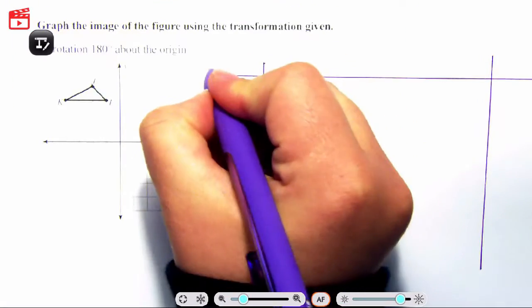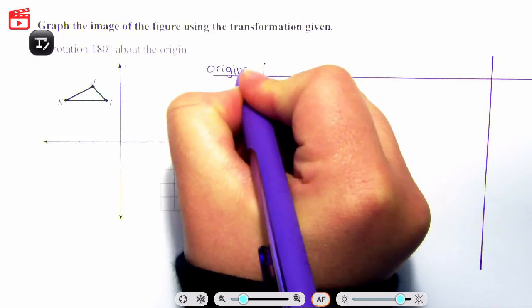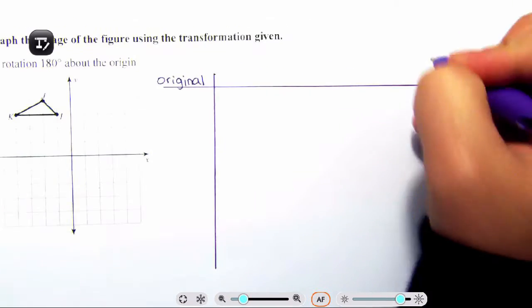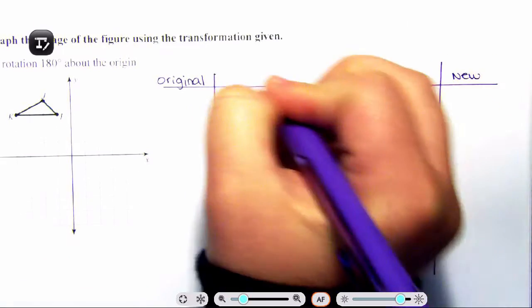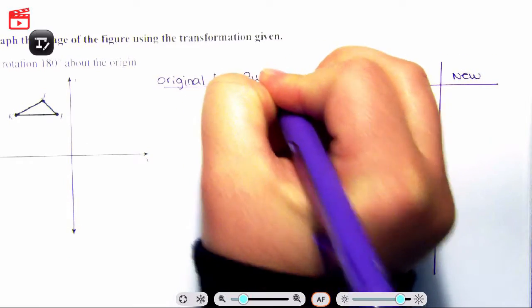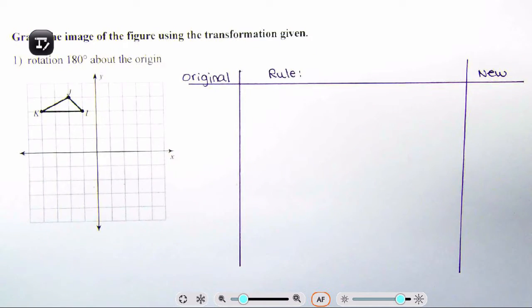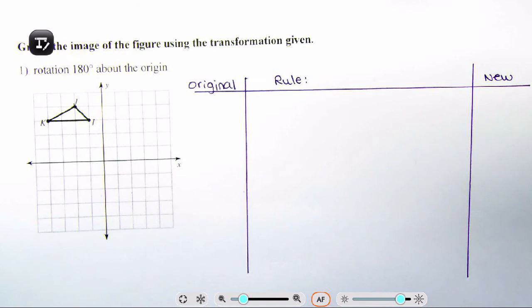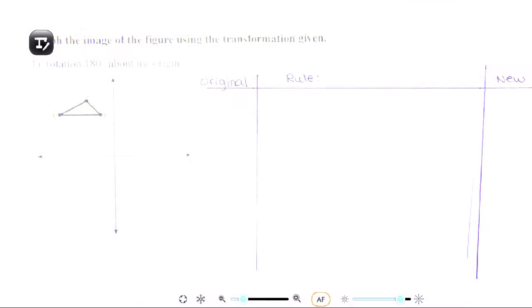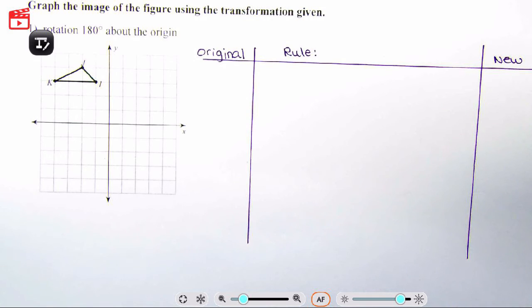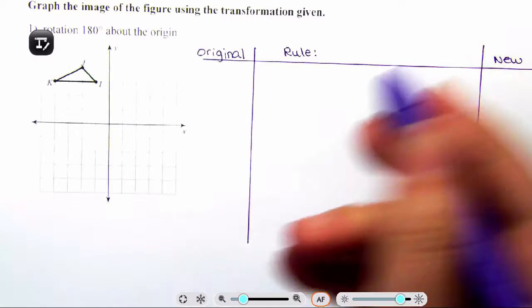You're going to have three different things. You're going to have your original points, your new points, and your rule. Now notice that your rule is not given to you. What is given to you is the direction, and it's giving you the points. So here we have the original, the rule, and the new points. What are the original points? Well, let's go ahead and take a look.